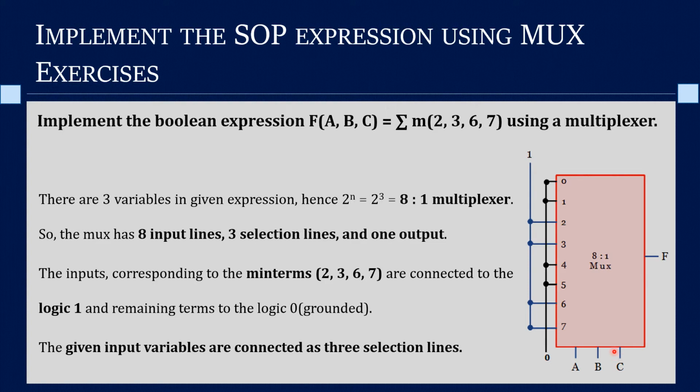So that's all about implementing an SOP expression using a multiplexer. The minterms that are present in the expression will be connected to logic 1, and the remaining terms will be connected to logic 0. And the given input variables A, B, C are connected as the 3 selection lines.